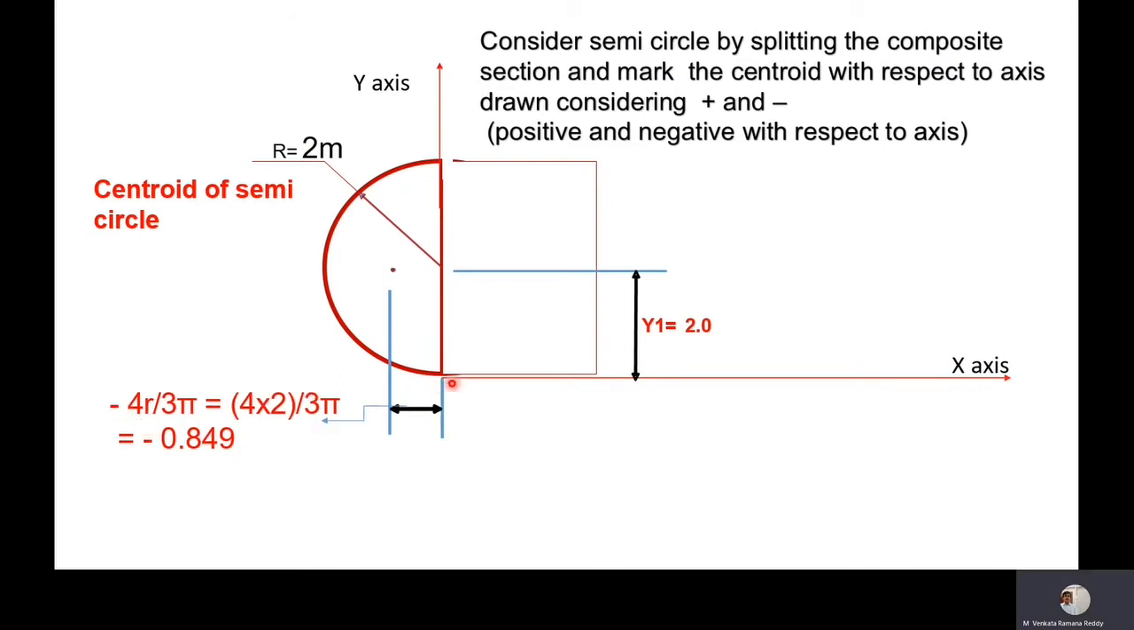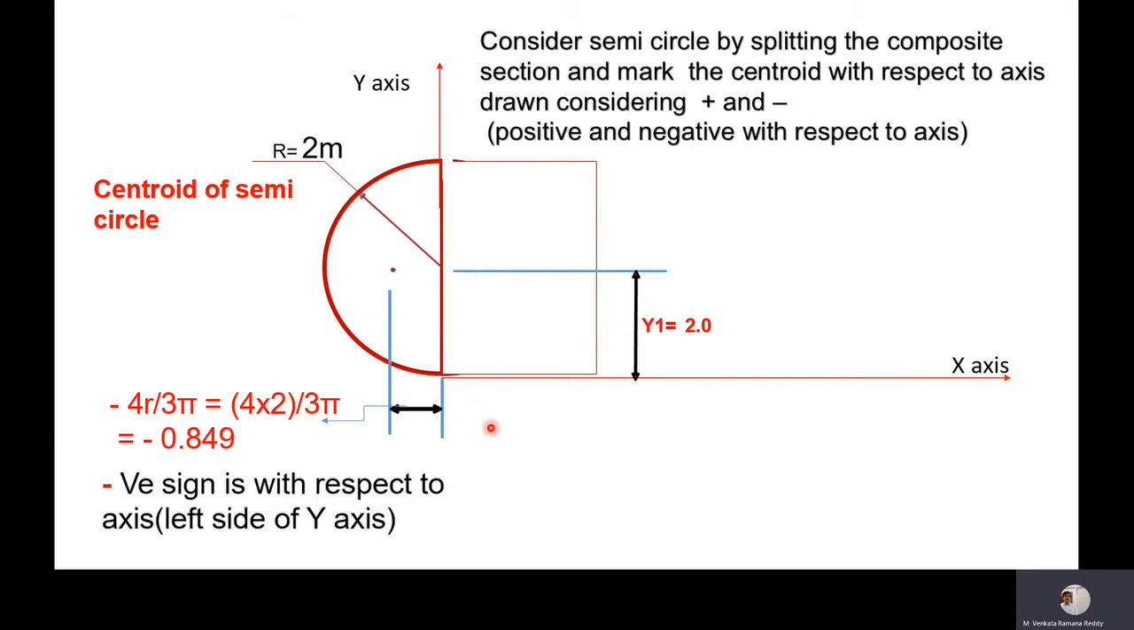The x1 value has a negative sign because it falls on the left side of the y-axis. The negative sign is with respect to the axis. y1 value is 2.0 and x1 value is 0.849, a minus value. Next, we'll calculate the area of the semicircle.